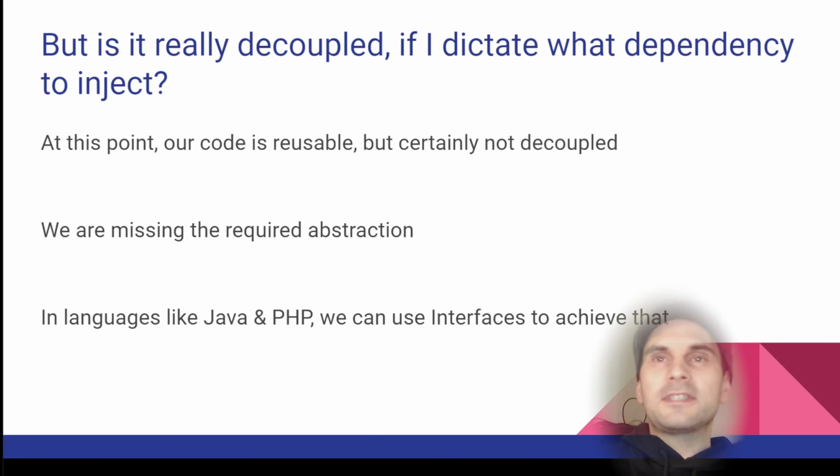Now, you could say, okay, but that's not really decoupling, right? So we basically glued it together now for eternity. It's reusable, so it helps us that we don't have to repeat our code, so to adhere to the DRY principle, so don't repeat yourself. But we're missing abstraction, right? In languages like Java and PHP, we use interfaces to do that.